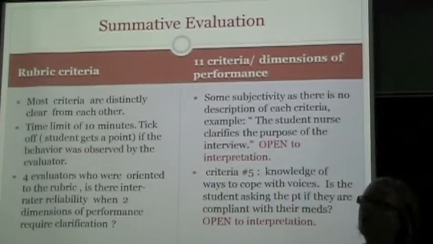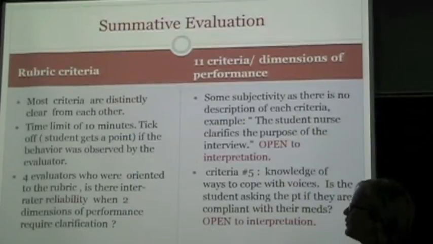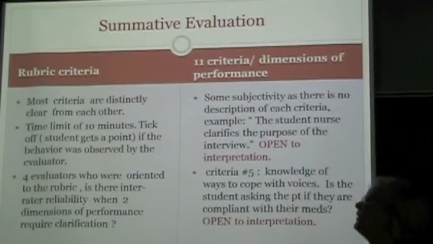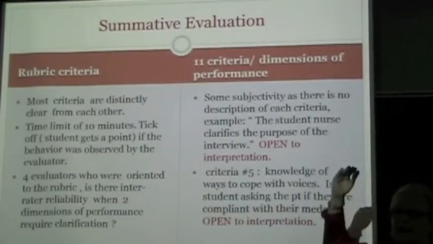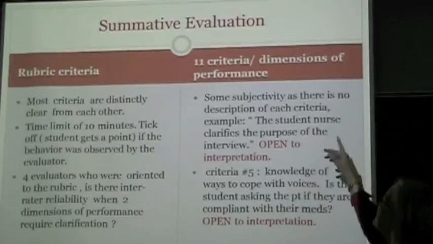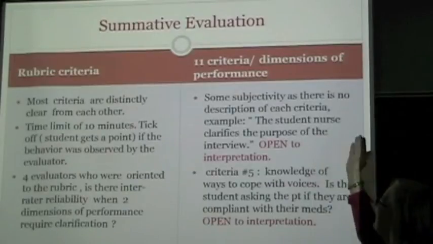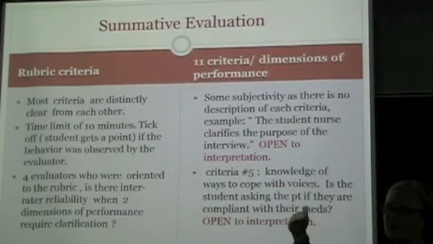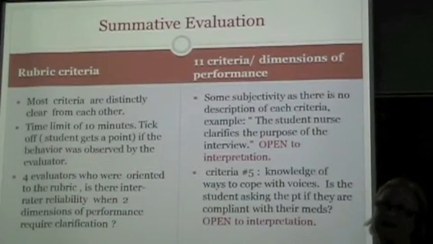For evaluators who are oriented to the rubric, the question we ask is: is there inter-rater reliability when two dimensions of performance require clarification? And in fact, there were two areas of the 11 that could have led to a little bit of misunderstanding. The first one is some subjectivity, as there was no description of each criteria. It is understood that the teachers are aware of the scope of each criteria.